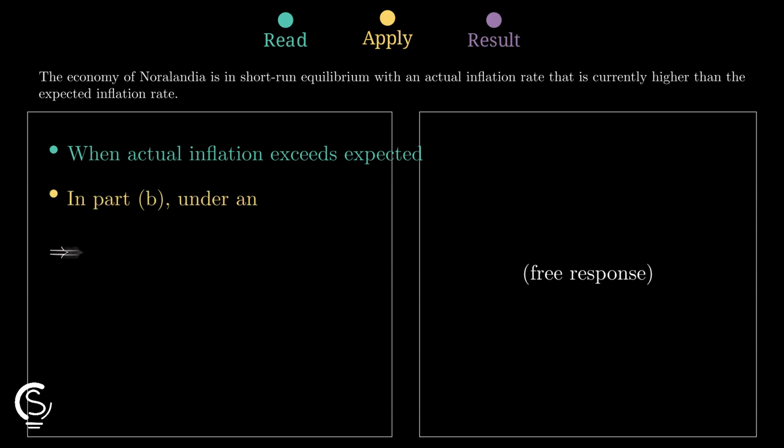In Part D, the increased demand for Noralandia's financial assets leads to an increased demand for its currency in the foreign exchange market.